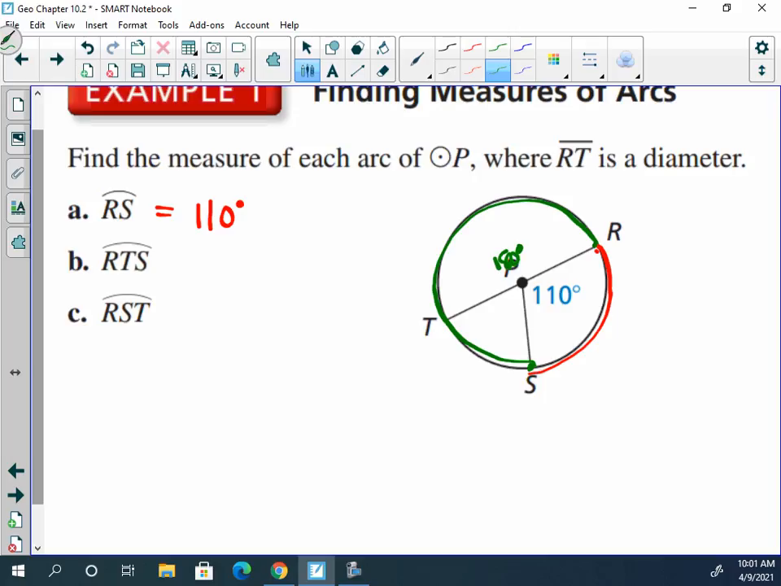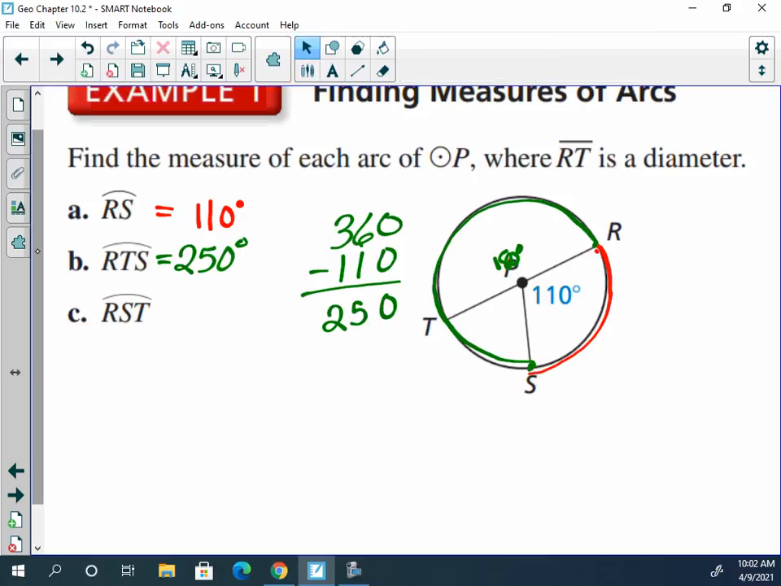Exactly. So what I can do is take the whole, which is 360 degrees, and subtract the one part we're not including, because we're not including that 110. So I can subtract these two. 0, 6 minus 1 is 5, 3 minus 1 is 2. So the measure of this arc is 250 degrees. Any questions on either one of these here?